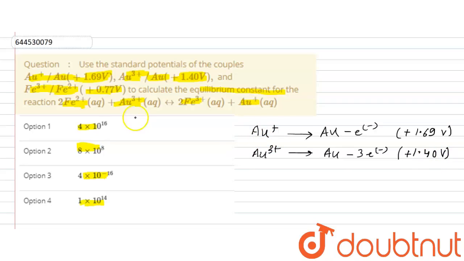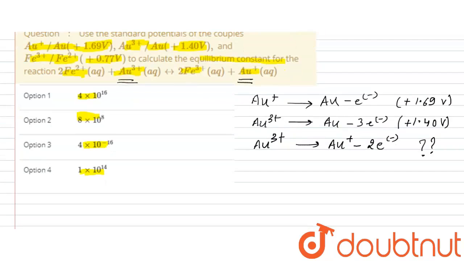Now, if you see the main equation, here you have the conversion from Au3+ to Au+. So we need the reduction potential of this reaction, which is Au3+ to Au+ by the gain of 2 electrons, right? This reduction potential you need to calculate. So how will we calculate this reduction potential?